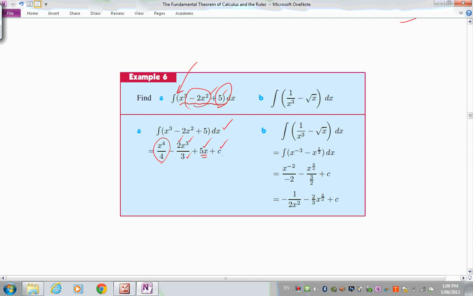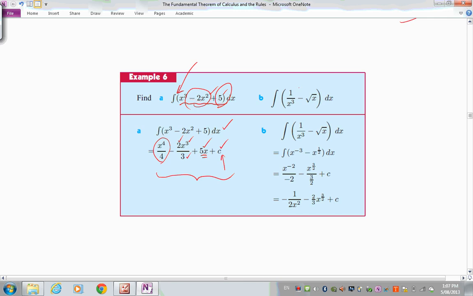And then don't forget, this is always 1 mark here. You might say, oh gee, it's only c, it shouldn't be worth 1 mark. But hang on, it's a whole concept. The concept is, this is a family. There's a family of possible functions which, when differentiated, will give my original function.